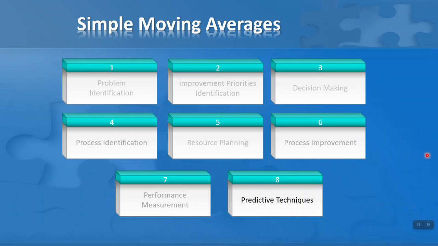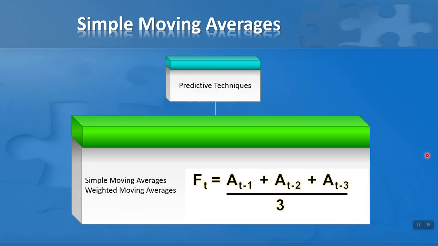So we're on to the last section of our problem solving techniques curriculum. Section 8 is about predictive techniques. And in this section, we have two problem solving tools, a simple moving average and a weighted moving average. So I should say at this point that this lecture on simple moving averages is actually quite similar to the one on weighted moving averages. The formula that you see here is the main difference between the two techniques.